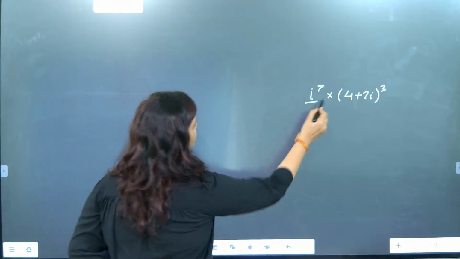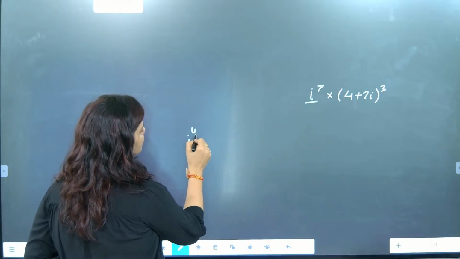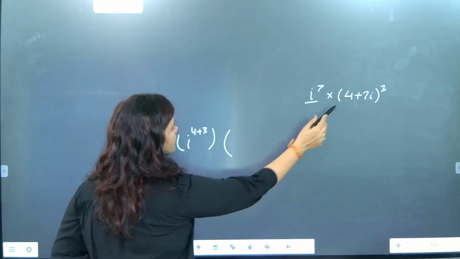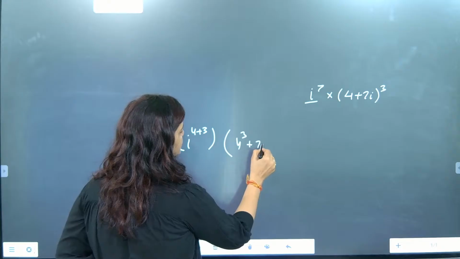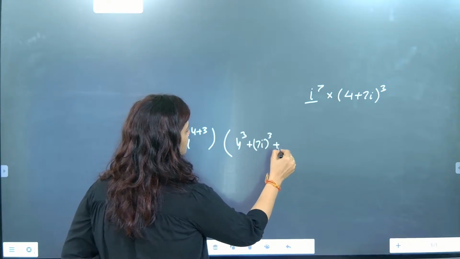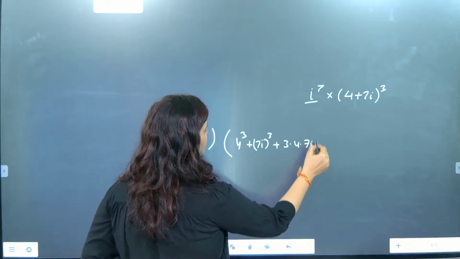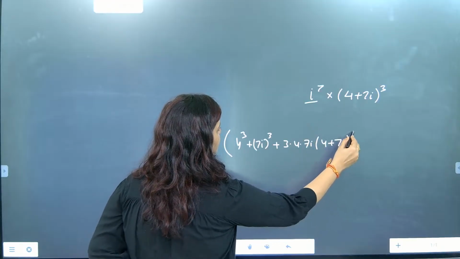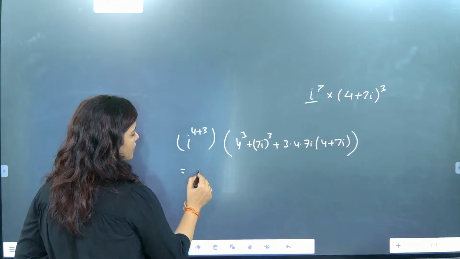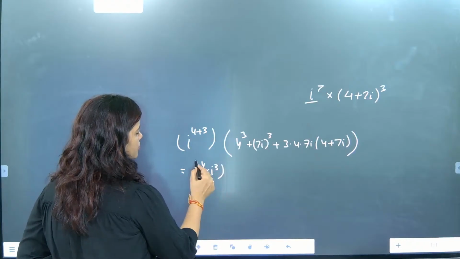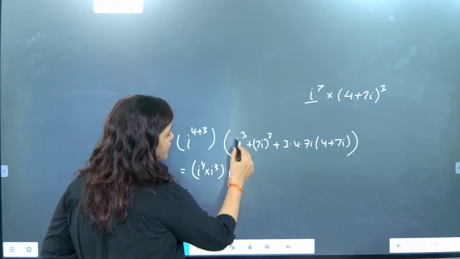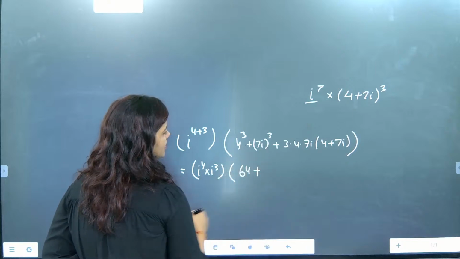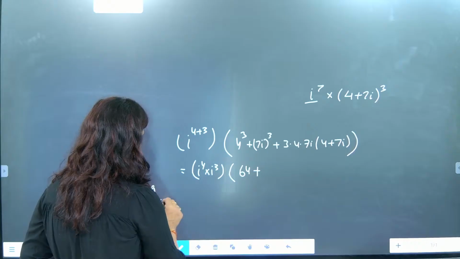So here, without wasting time, it will be coming as 4 plus 3. Okay, I to the power 4 plus 3. This part will become 4 cube plus 7I whole cube plus 3 into 4 into 7I, 4 plus 7I. Okay. So this part I to the power 4 into I to the power cube. Solving for your understanding. Okay. 4 4 16, 16. 4 4 16, 64 plus 7 7 49. 49 into 7 will become what?